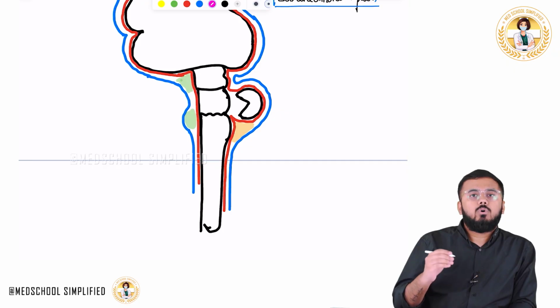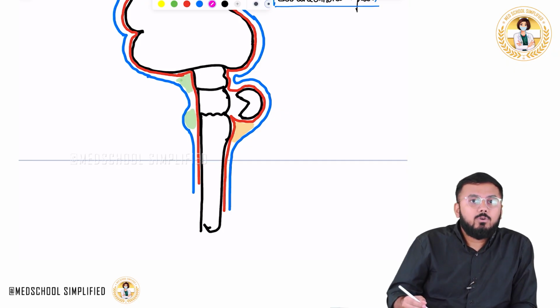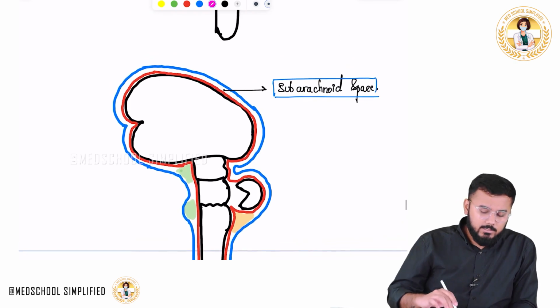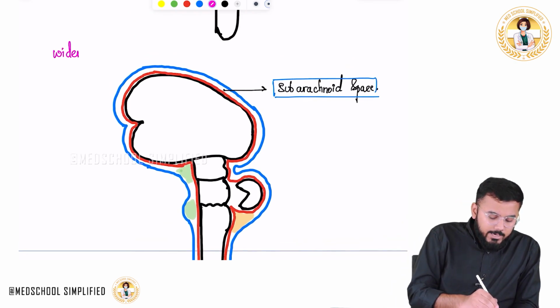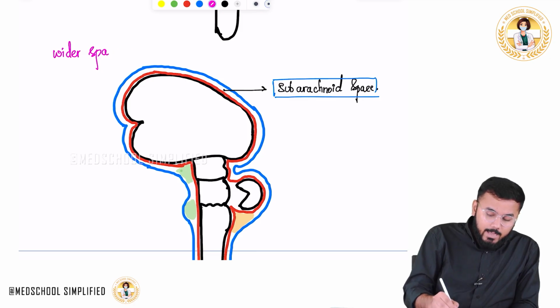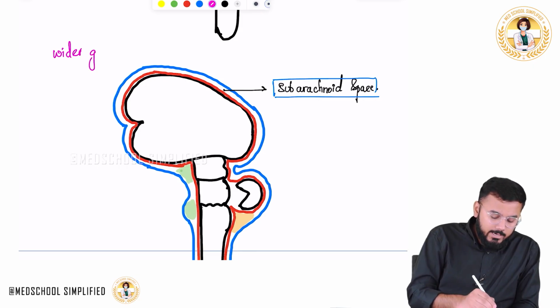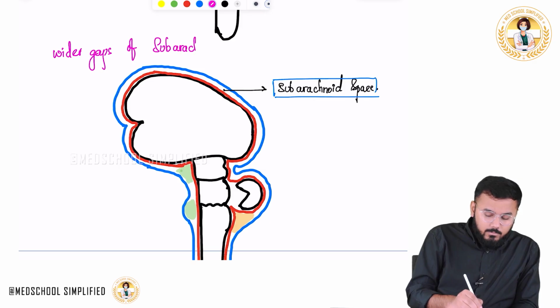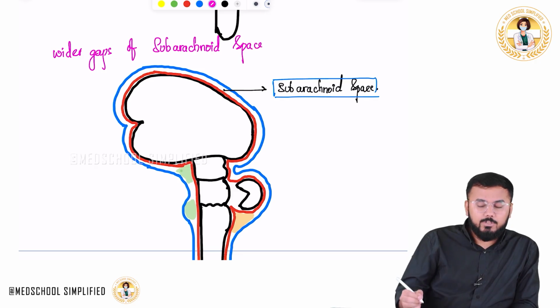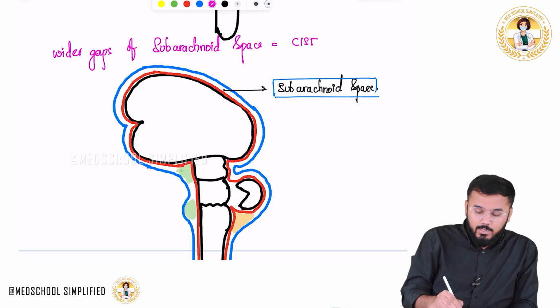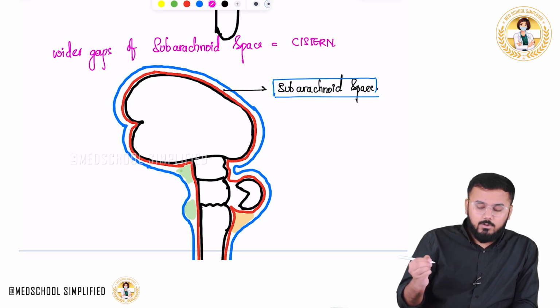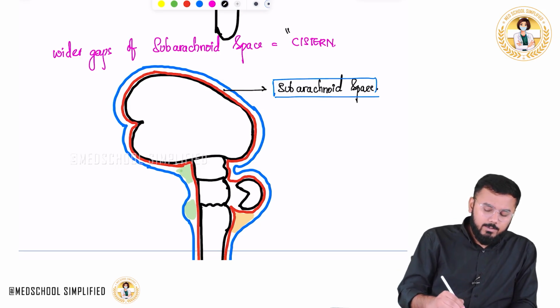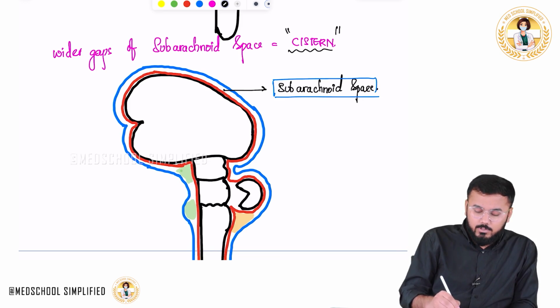The wide gaps of the subarachnoid space are called cisterns. What is a cistern? A cistern is nothing but the wider gaps of the subarachnoid space. The wider gaps of the subarachnoid space are nothing but your cisterns, okay?